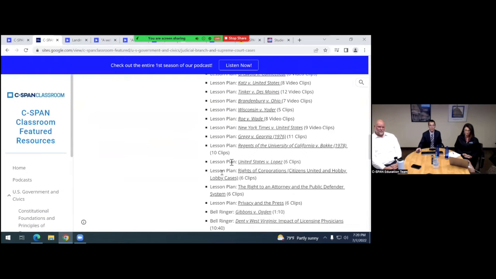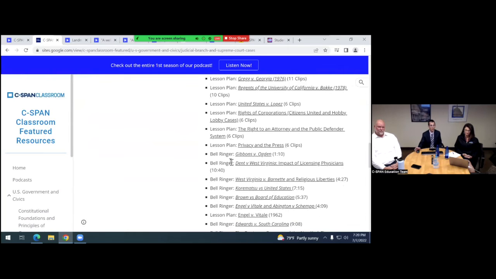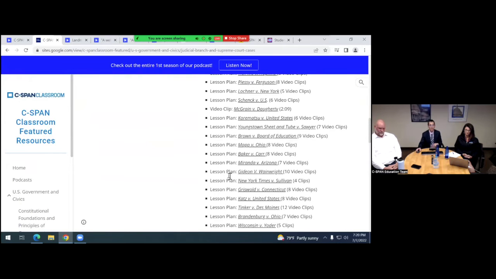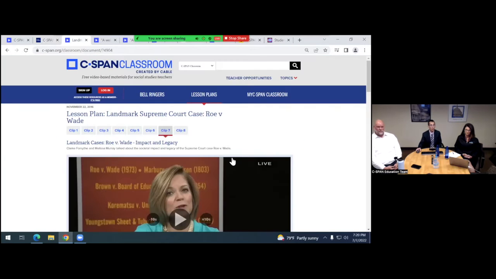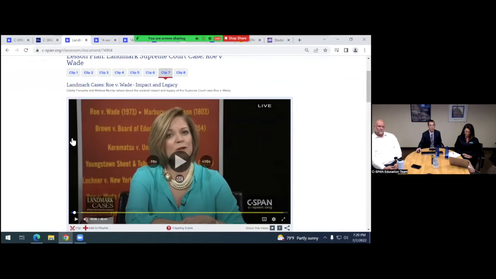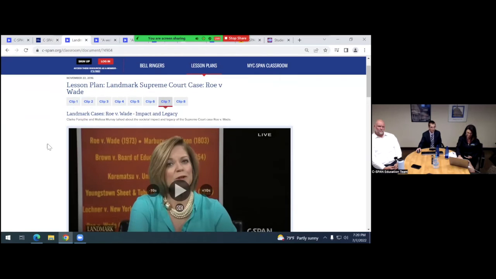And each of these different lessons, which are a little bit longer than our bell ringers, includes the preempting of the case, the decisions in the case, the effects, the outcome, and the legacy of the case. And a recent case that has been mentioned recently was Roe v. Wade. So this is an example of one of our landmark Supreme Court case lessons.